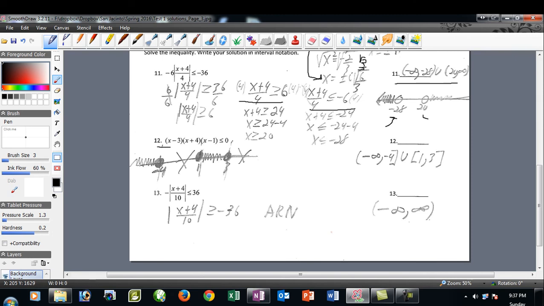Next one, a lot of people complicated it. It was already factored for you, so it's real simple. Put your minus 4, your 1, your 3, check your regions again, and that was a disjunction. Number 13, change the sign. x plus 4 over 10 is an absolute value. That's always going to be positive, so all real numbers are greater than negative 36. Done. Don't make that one any harder.